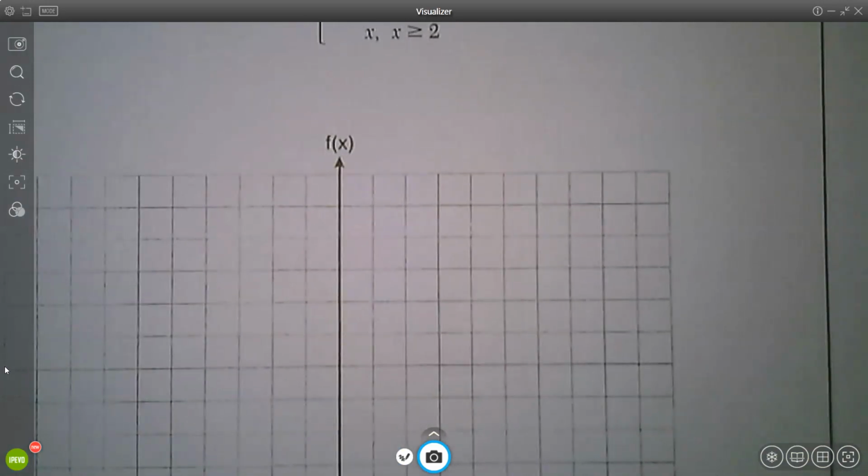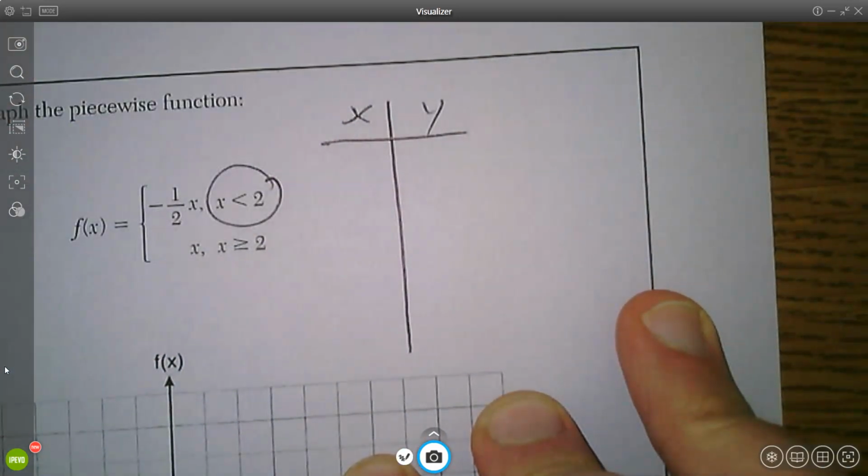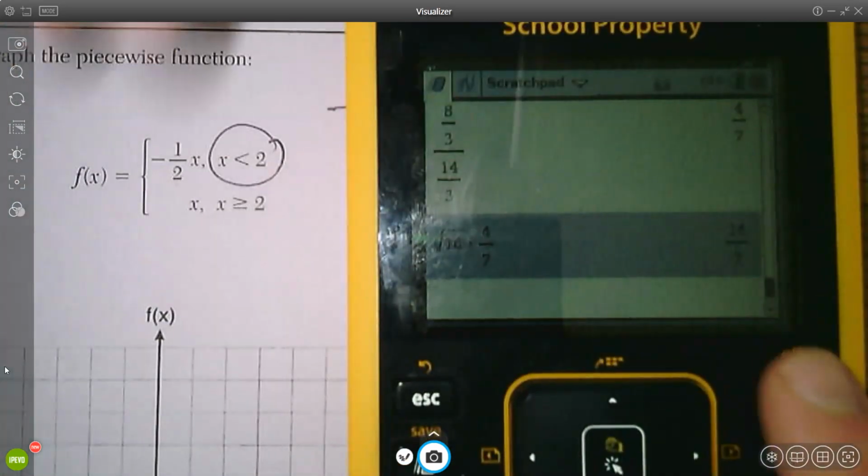All right, the last question. On the set of axes below, graph the piecewise function. All right, so we're going to have two parts to this. You have x, y for this first part. X is less than 2, so we're going to go 2, 1, 0. And we're going to graph that.